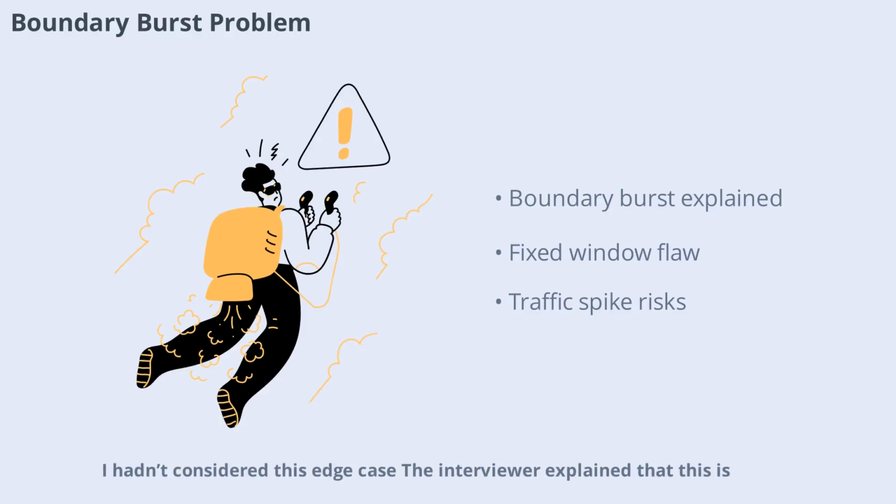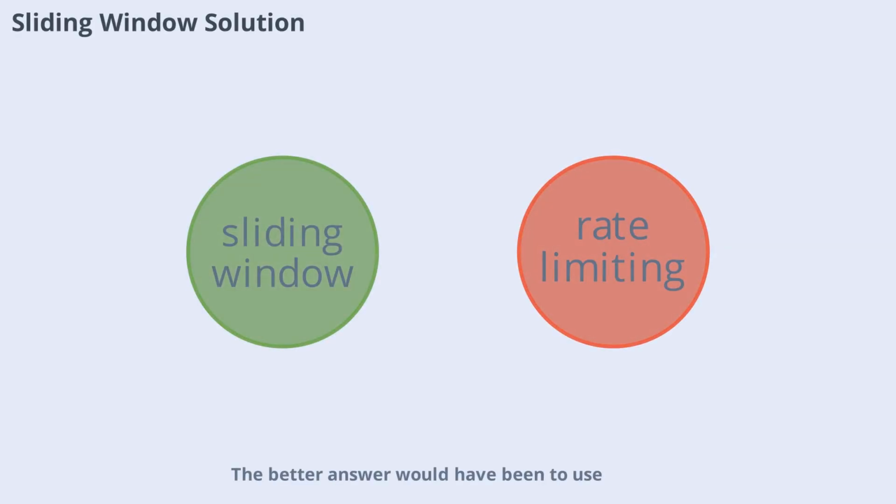The interviewer explained that this is a common pitfall with fixed window counters, which can lead to cascading failures during traffic spikes. Recognizing and addressing these boundary issues is crucial for robust rate limiting. The better answer would have been to use a sliding window log or sliding window counter.